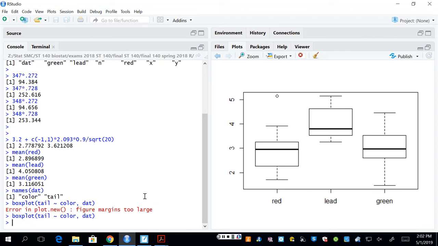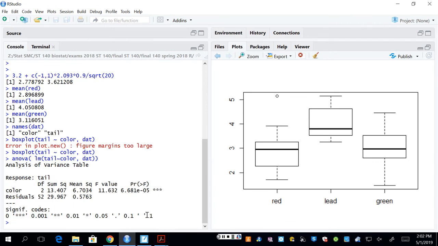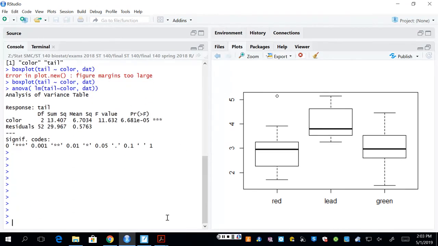To test that type of thing, you could do analysis of variance, lm of the tail as a function of color and data. If you do that, we get this output. That's an ANOVA table for testing, is there an effect for groups? Based on this table, what do we conclude? Is there a significant effect by species in terms of tail length?